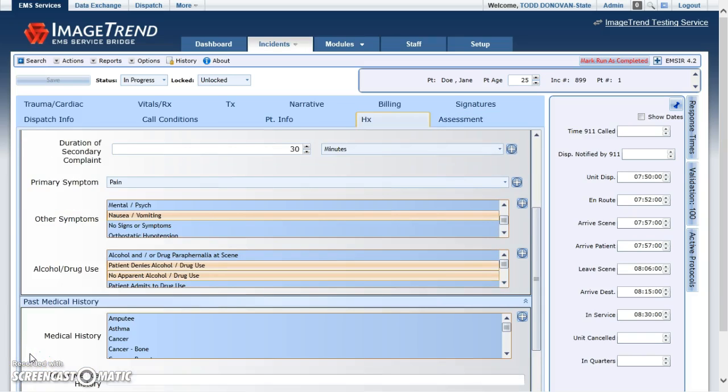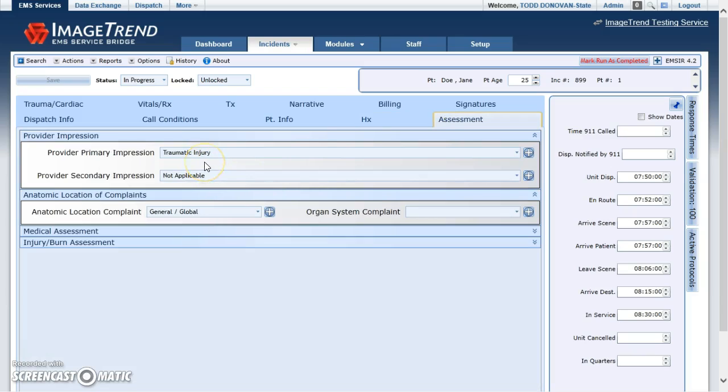Another good example of the difference between primary symptom and primary impression is, let's say that this patient has cut their finger off in a log splitting injury. Their primary symptom, I would probably imagine, would be pain. And if we click over to assessment, why are they having the pain? Well, their primary impression is the traumatic injury. That's also what I'm going to treat them for, is a traumatic injury. So that is the primary difference between the primary symptom and the primary impression.